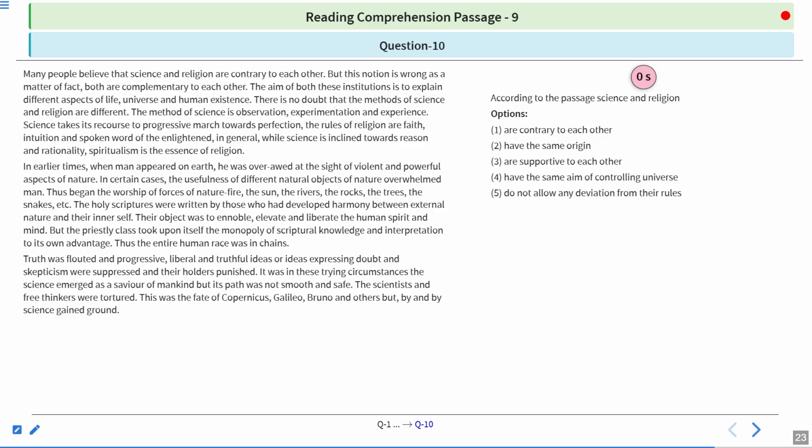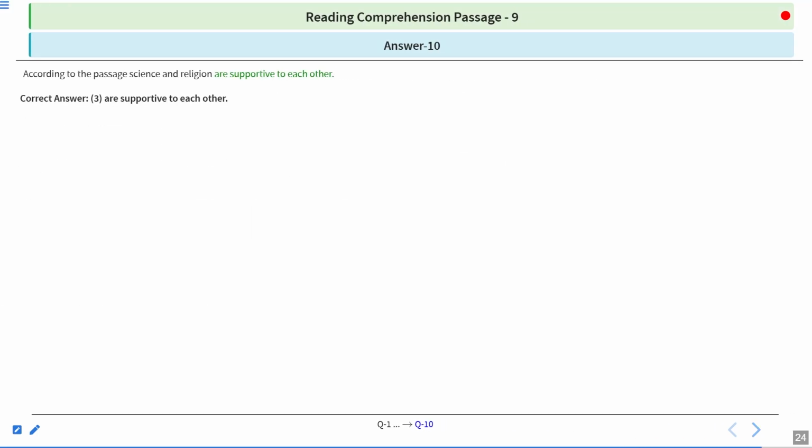I hope you've chosen the right one. Let's move to the correct answer. The correct answer is 3, are supportive to each other.